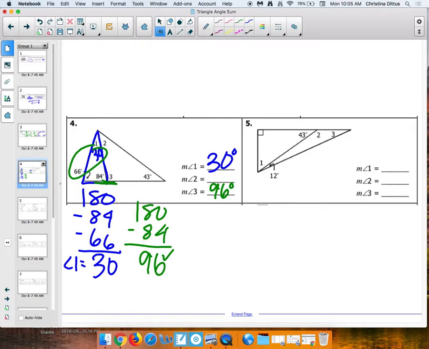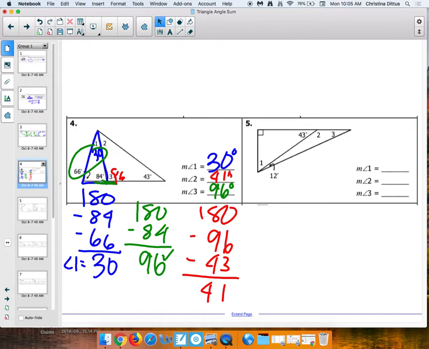Last angle, angle 2. How can I find it? Subtract the two angles that you have, 96 and 43. And 41 is left? Good deal. Are you sure? Yes. Good there?